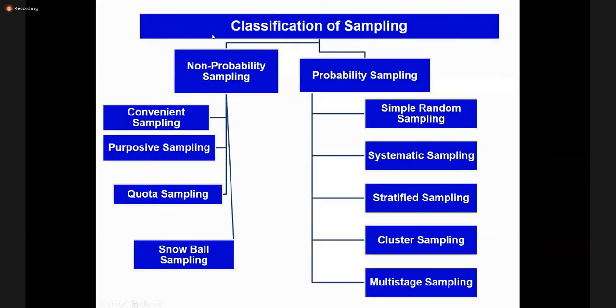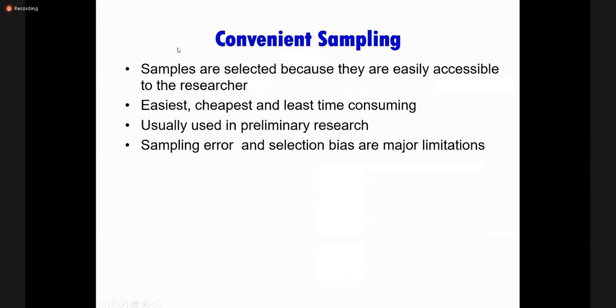Number one type of non-probability sampling is convenient sampling. The name reflects it: convenience means something easily doable, where the feasibility is better. The samples are selected because they are easily accessible to the researcher. The researcher includes in the sample the individuals, sampling units, facilities or households that are easily accessible. It is the easiest, cheapest, and least time consuming, and is usually used in clinical research.